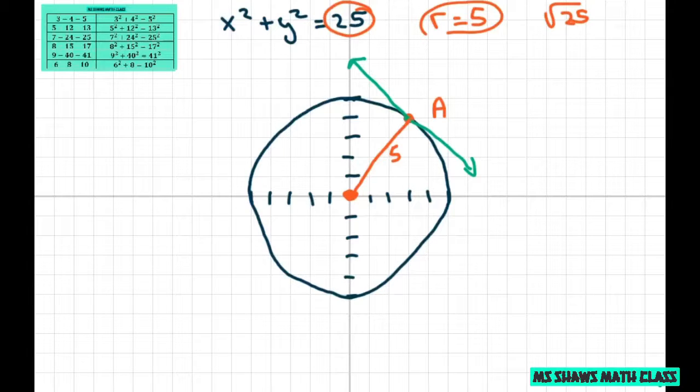Now for the circle, we just went out 5 on all of these. So this will be negative 5, 5, negative 5, 5. All right. And we're given that y is 4. So there's your 4. So this height here is 4.